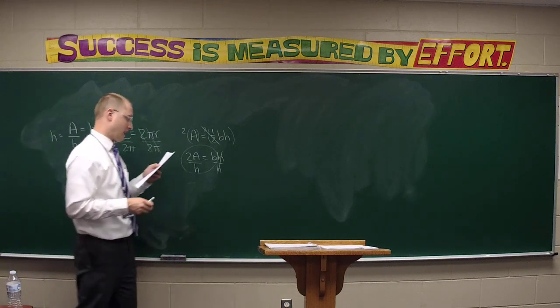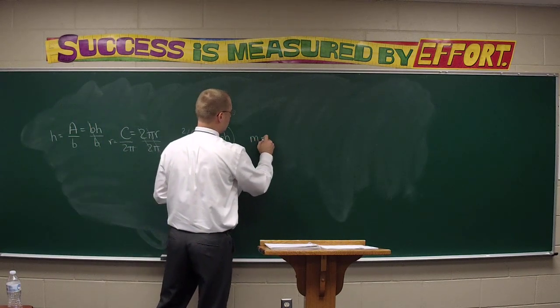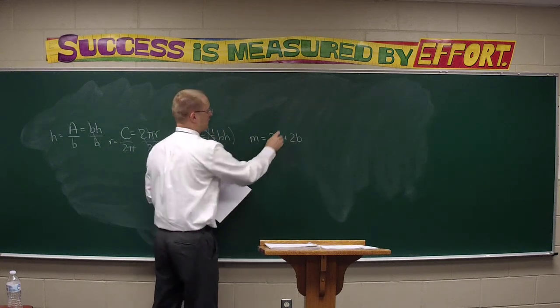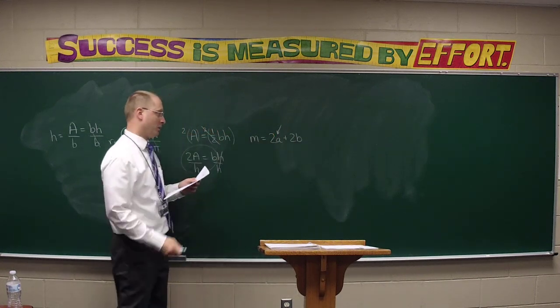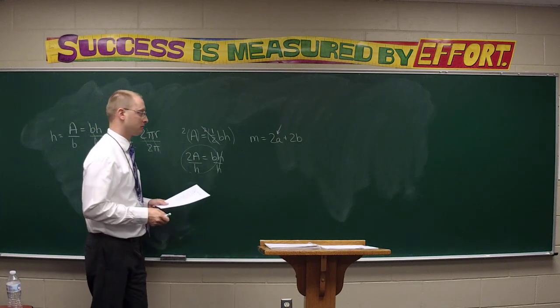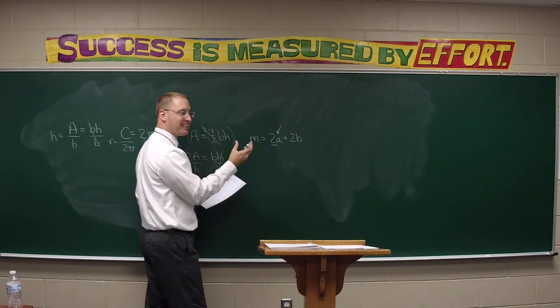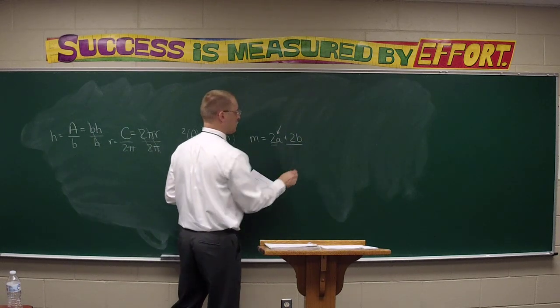Number 4, we have the formula M equals 2A plus 2B. It's not anything in particular, just a random formula. And we're solving for the A. Michael? You need to subtract 2B. Good. With the A, we've got this 2 right here that's up against the A, and we also have a positive 2B that's separate.